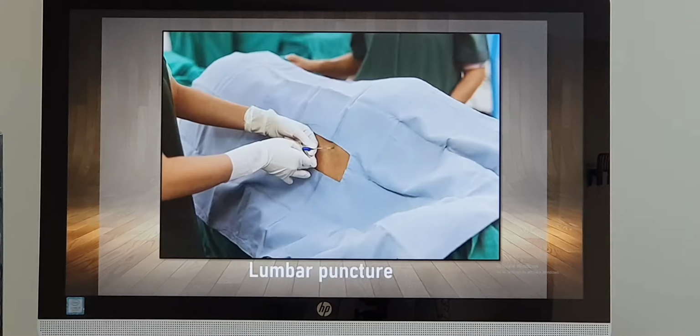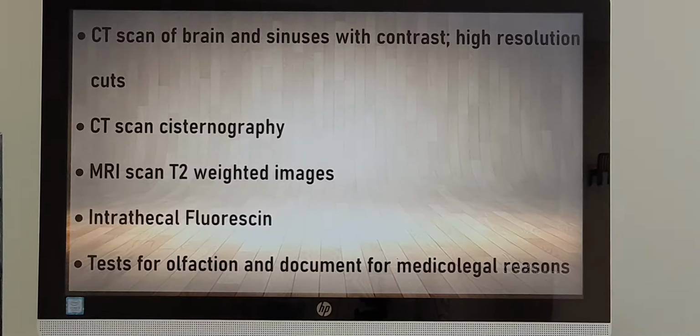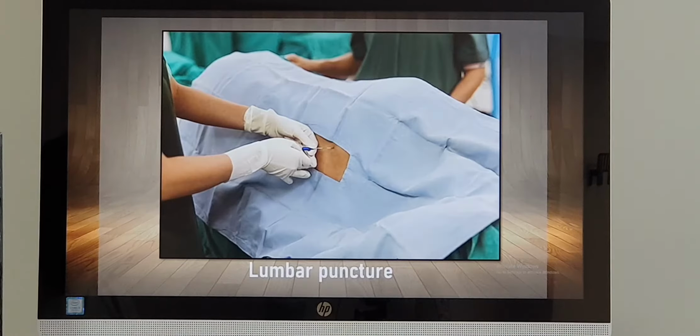Now there is one more way of doing it, that is with the help of intrathecal fluorescein. Usually this one is mainly used during surgery, that is intraoperatively. So before the surgery, we do a lumbar puncture and remove CSF fluid, and we add the required quantity of fluorescein dye and re-inject it into the same space. The patient is made to lie down with the head low, and then he is taken to the operation theatre, and we start with the nasal surgery.